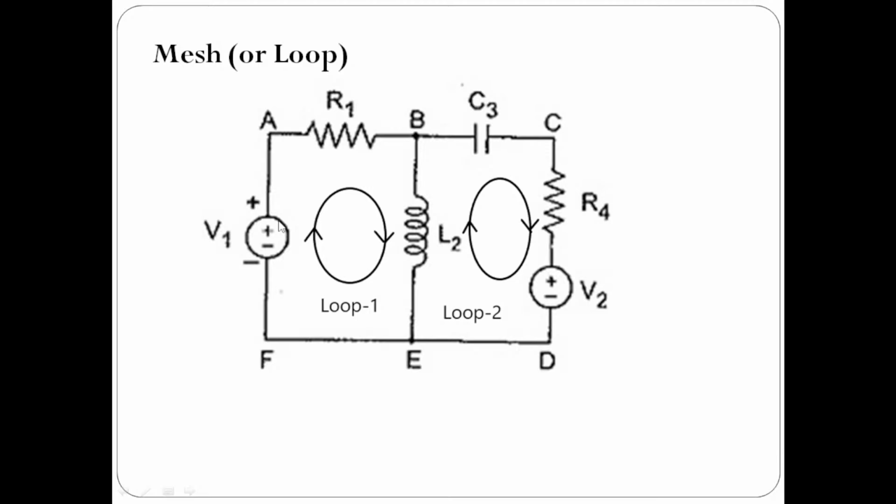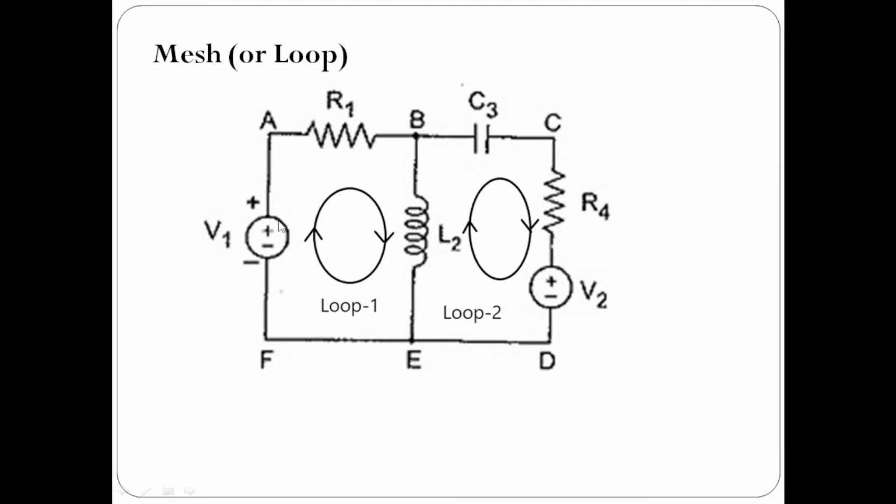Similarly, if I start my journey from B to C, C to D, D to E, E to B, this is also a closed path. So how many closed paths are there in the given circuit? There are two closed paths. This is one closed path, this is one closed path. Of course, one more closed path is also there.